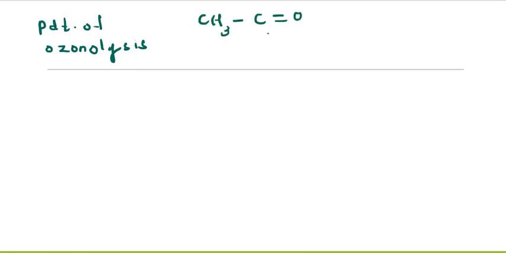Similarly, taking the above example, you can also find out the structure of an alkene. For example, if we are given the product of ozonolysis, we are just doing the reverse of what we did previously. So, what is the product of ozonolysis given? One is acetone, CH3COCH3, also known as propanone. And the second one is acetaldehyde, also known as ethanal.